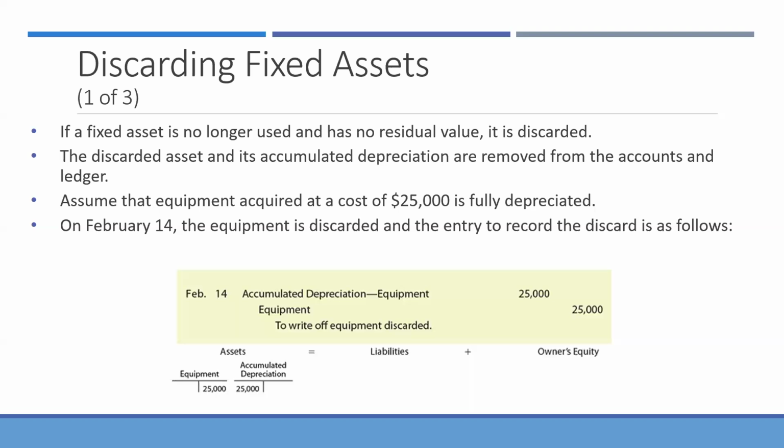And to completely remove an asset when discarding an asset, especially a fully depreciated asset, say a historical cost of 25,000 and it's been fully depreciated at 25,000, we'd remove it from the books by debiting the accumulated depreciation, crediting the equipment, reducing them both to 0, and that removes it from our listing, removes it from our books. And there's no impact to the income statement because it's off the books now.